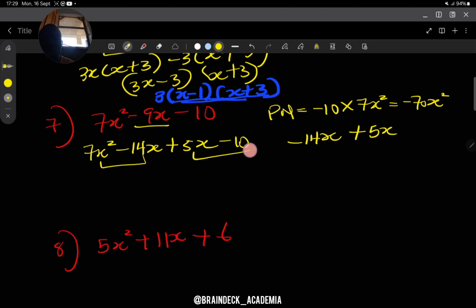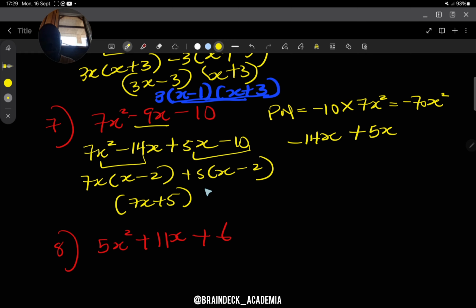Factorize this separately. So that will be 7x bracket x minus 2 plus 5 bracket x minus 2. Pick the one outside first. 7x plus 5, then x minus 2. And that's your final answer.